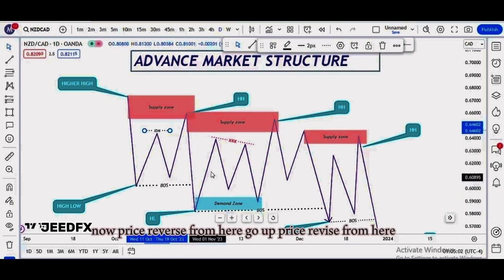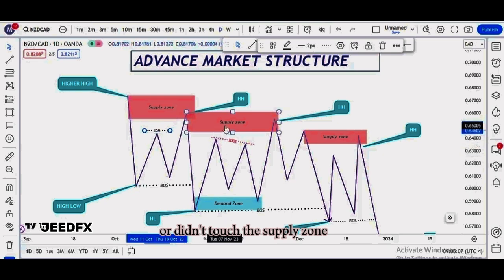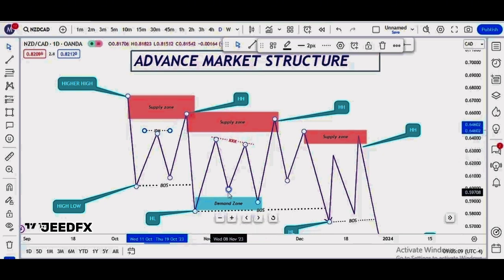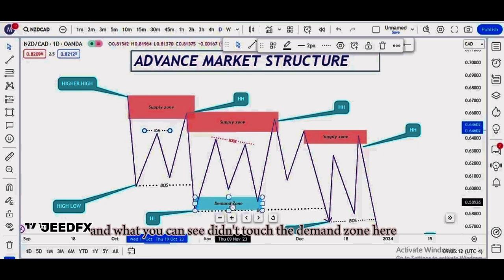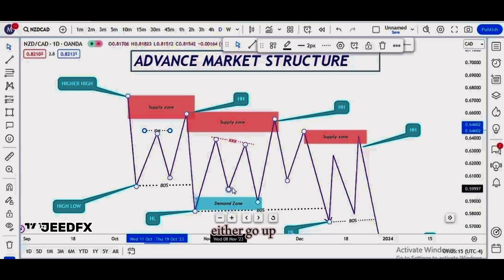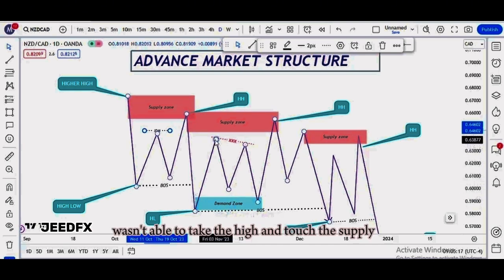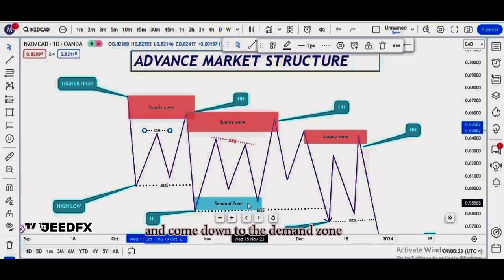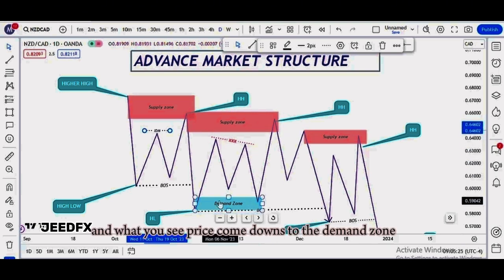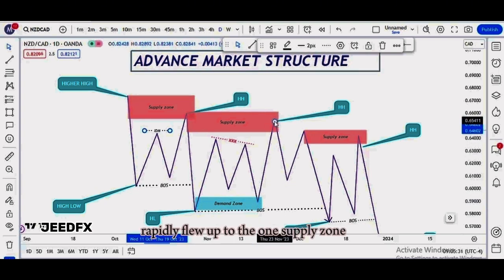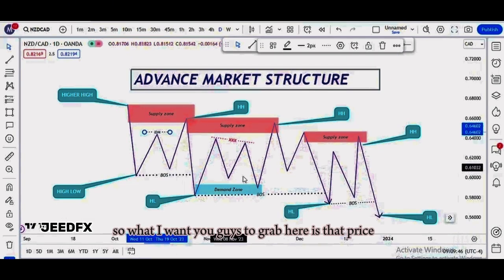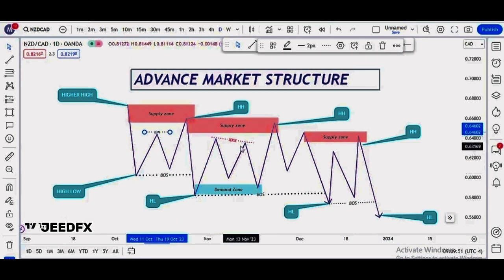Now price reverses from here, goes up. Price reverses from here, goes up, didn't touch the supply zone, comes down, and what you can see, it didn't touch the demand zone here either. Goes up, wasn't able to take the high and touch the supply zone, comes down to the demand zone, and what you see, price comes down to the demand zone, rapidly flew up to the what, supply zone. So what I want you guys to grab here is that price comes down.